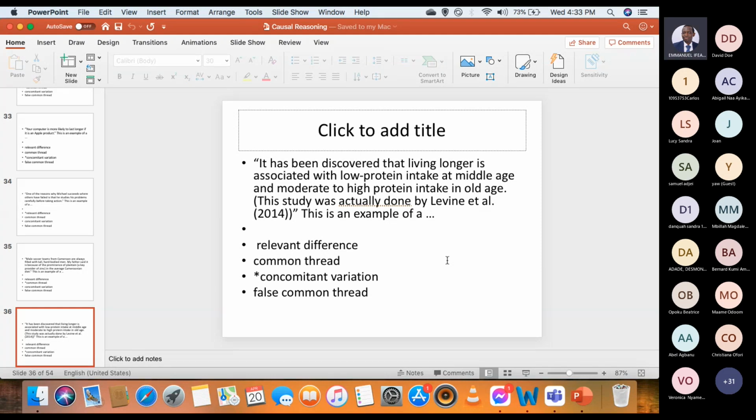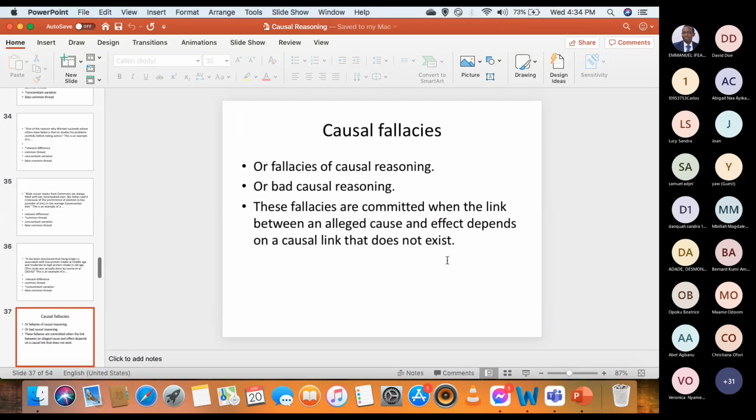So, low protein intake at middle age and moderate to high protein intake at old age. Now, first of all, everyone takes in protein. So the issue in this study is not whether you take protein or not, but at what degree you take it. So you have to choose concomitant variation. Okay, so that's that about relevant difference, common thread, and concomitant variation.